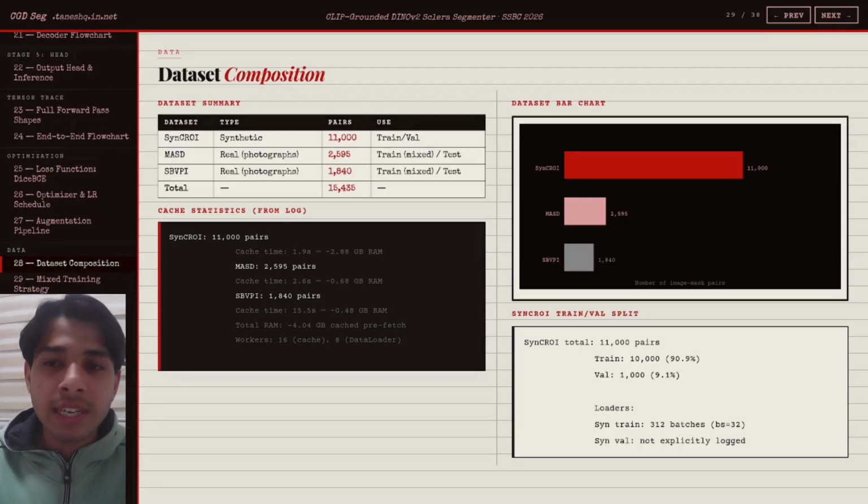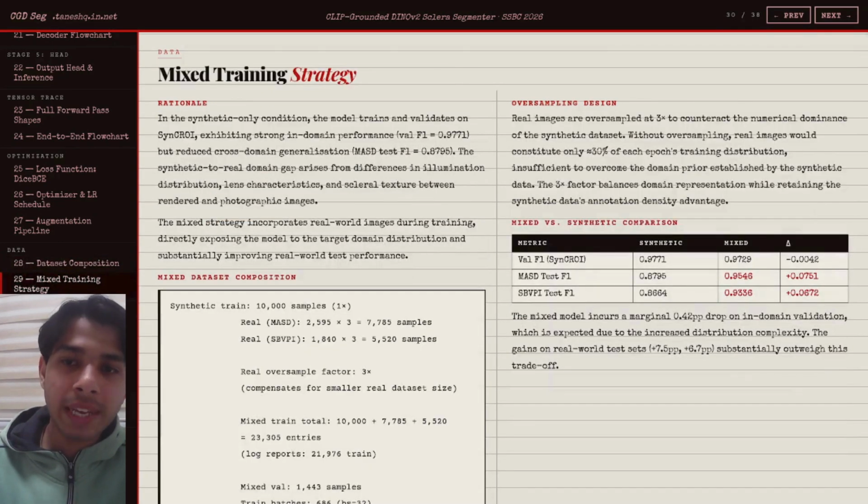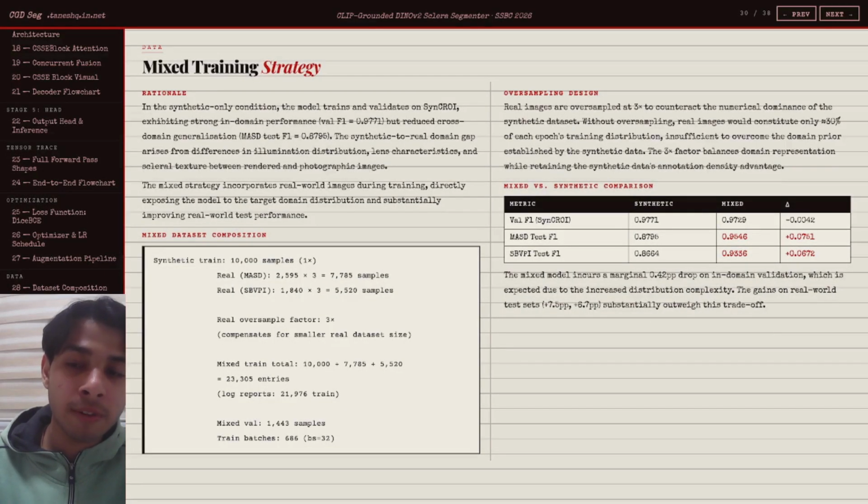This slide is a core strategy decision. The synthetic only model, despite achieving 0.977 F1 on synthetic validation data, drops to 0.8795 when tested on real photographs. That gap, nearly 10 percentage points, is the synthetic to real domain gap.